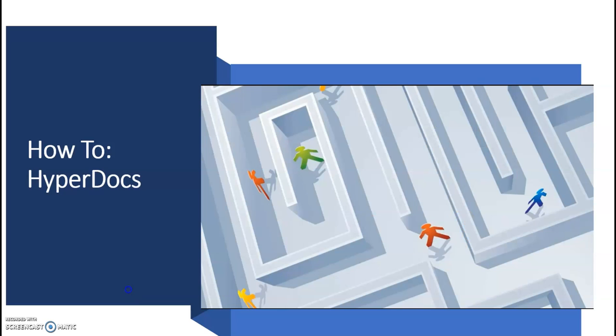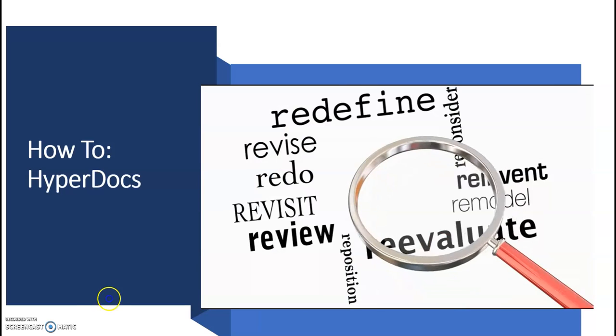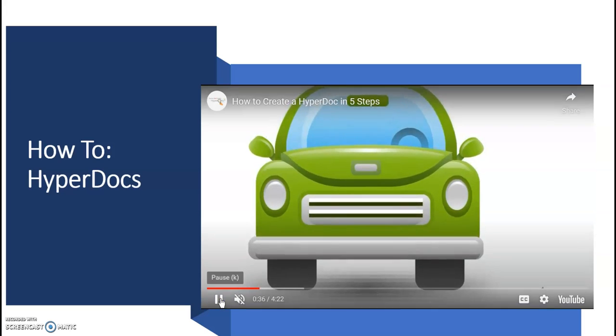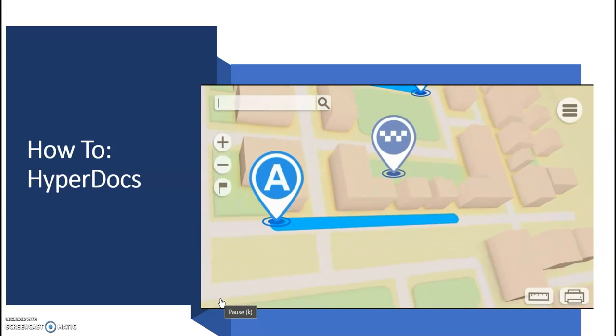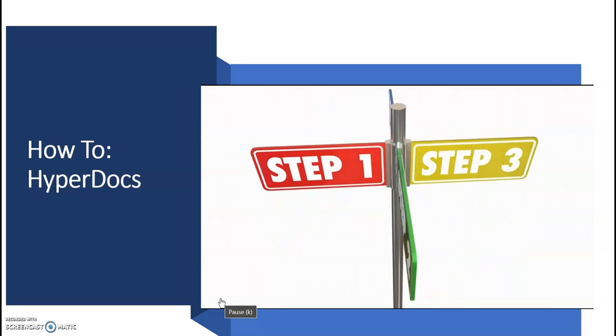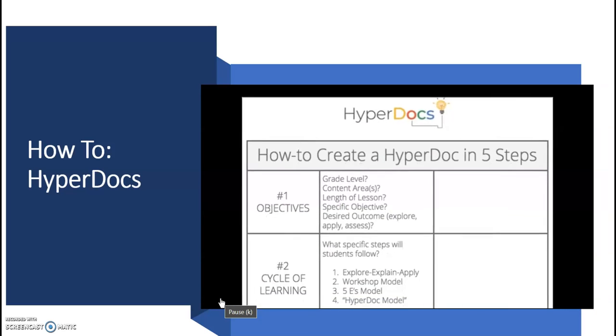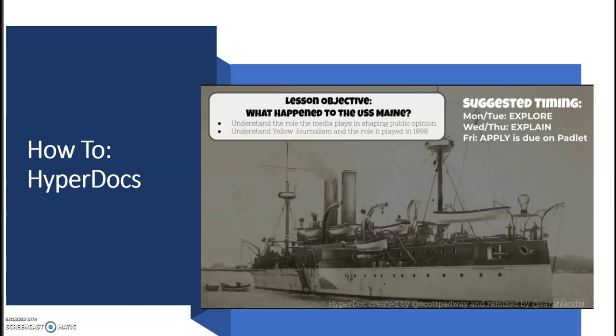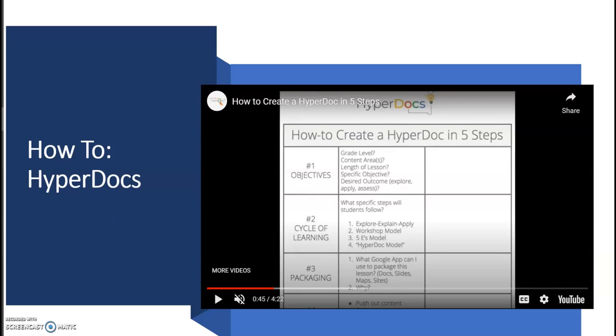So HyperDocs is great for, again, extending those activities across the content, and I'm going to show you how this works. HyperDocs shifts the instruction from teachers to students. So let's go step by step. How to create a HyperDoc in 5 steps. First up, the first thing you want to do is create your objectives. What grade level, content area, length of the lesson, specific objectives, or desired outcomes do you want to achieve with your HyperDoc?